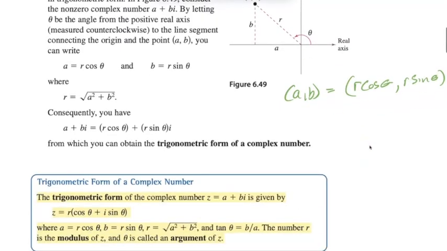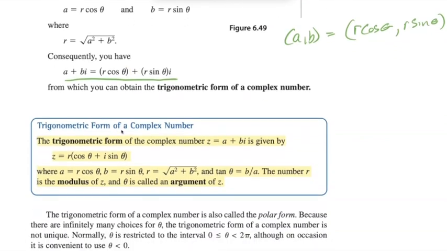And we could write it like this. Or another way of writing a trigonometric form is this right here: r times (cosine theta plus i sine theta). This is essentially your a, your x, and your y, or your a and your b, and then you're multiplying it by the length of the radius. That is a trigonometric form of a complex number: r times (cosine theta plus i sine theta).